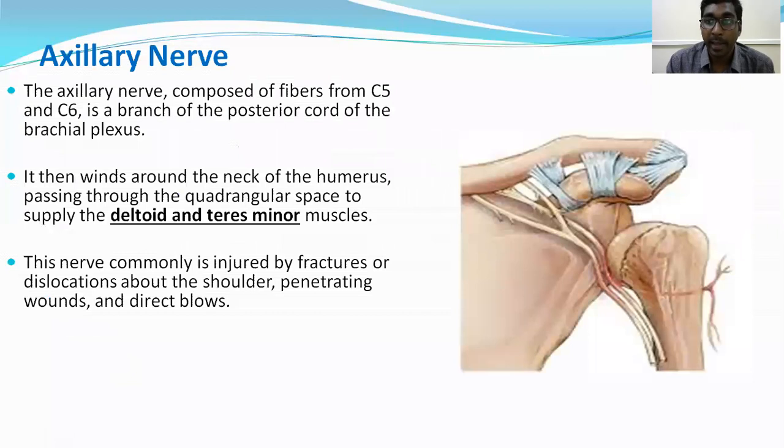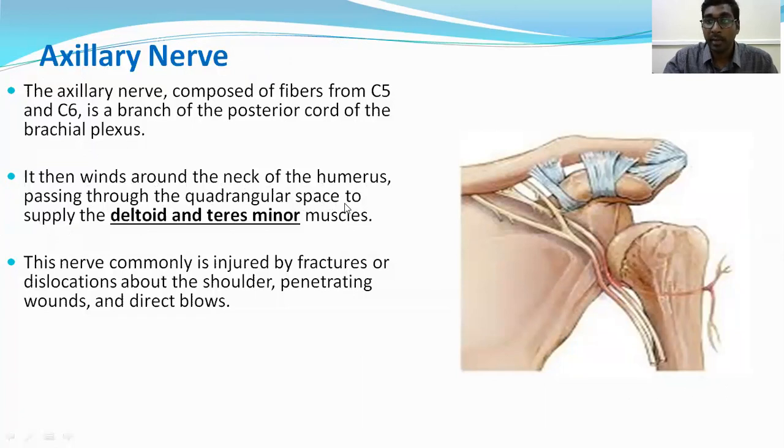So I'm coming to the axillary nerve. We are going to discuss individual peripheral nerves now. The axillary nerve is composed of fibers mainly from C5 and C6, and is a branch of the posterior cord of the brachial plexus. It then winds around the neck of the humerus, passing through the quadrangular space.